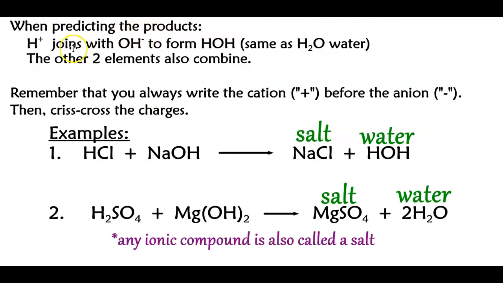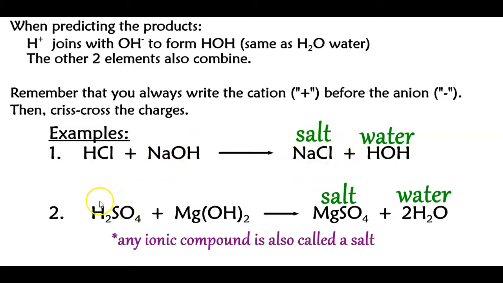When predicting the products, hydrogen joins with hydroxide to make water, HOH or H2O. The other two elements also combine and they form the salt. Remember that you always write the cation before the anion and then crisscross charges. So remember, double replacements, they go first and last. So hydrogen and hydroxide make my water. Third and second, Na and then Cl, is going to make my salt. And then this is +1, -1, which cancels. That's why it's just NaCl. So that's my water. There's my salt. You'll often be asked, what is the salt in this neutralization reaction? And so that's how you can tell.